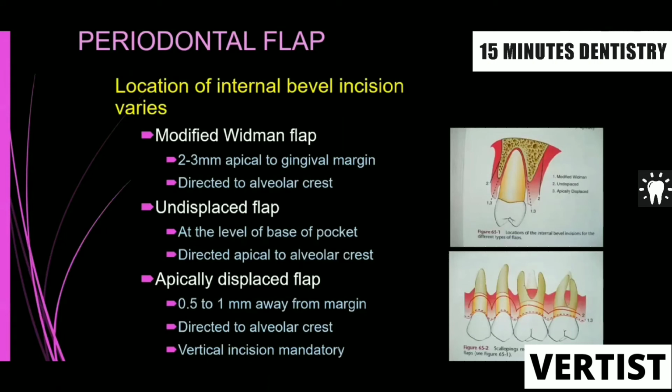So there are different locations of internal bevel incisions. In modified Widman flap, it is given 2 to 3 millimeter apical to the gingival margin, directed at the alveolar crest. Whereas in undisplaced flap, you have to give it at the base of the pocket because you have already marked the pocket and you want to completely remove the pocket wall. So it is directed apical to the alveolar crest. Whereas apically displaced flap is given as close to the gingival margin, that is 0.5 to 1 millimeter away from the margin, directed at the alveolar crest, and vertical incisions are mandatory because you are going to displace this flap.